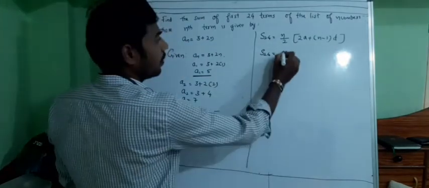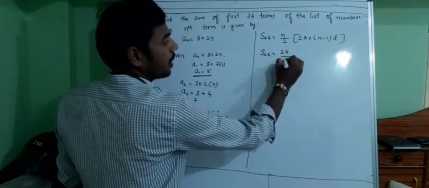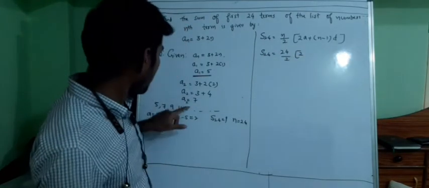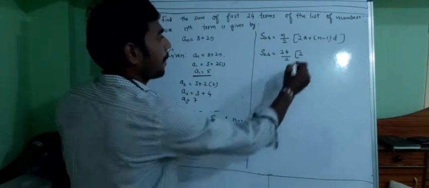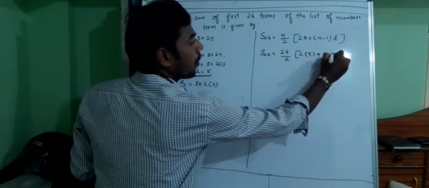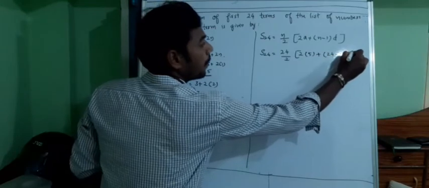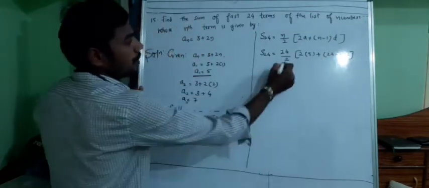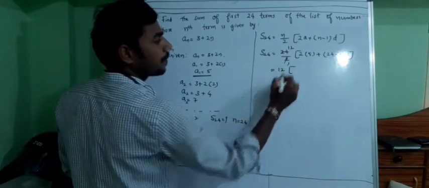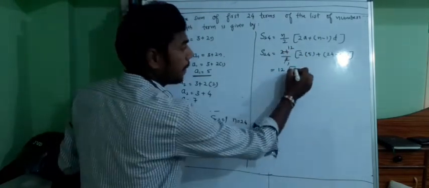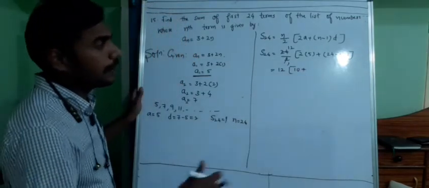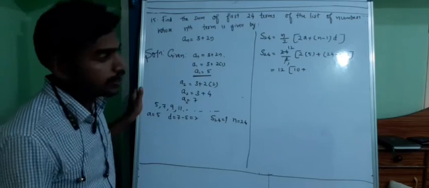N ka value is 24. 24 divided by 2 into what is a here? A is 5 plus what is n? 24 minus 1 into 2. Now 2 ones are 2, 12s are, write 12 as it is. 2 5s are 10. Plus 24 minus 1 is nothing but 23. 23 multiplied by 2 is nothing but 46.